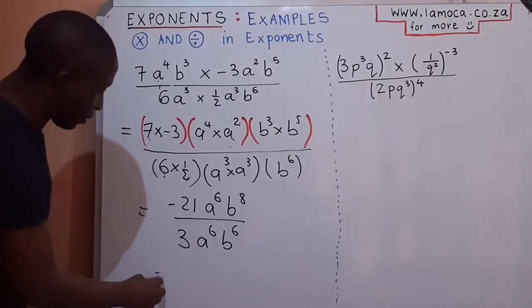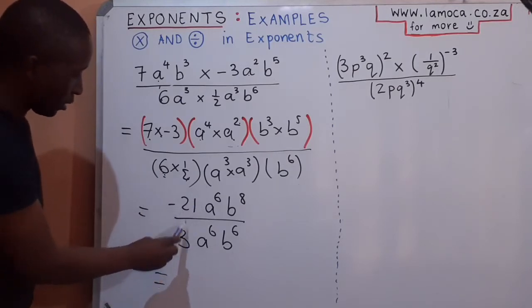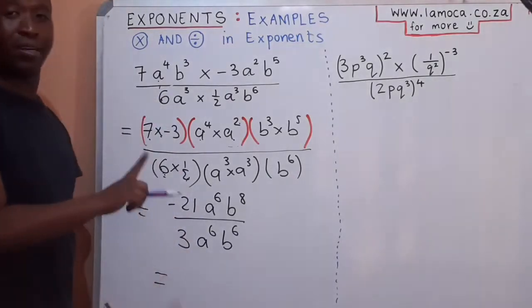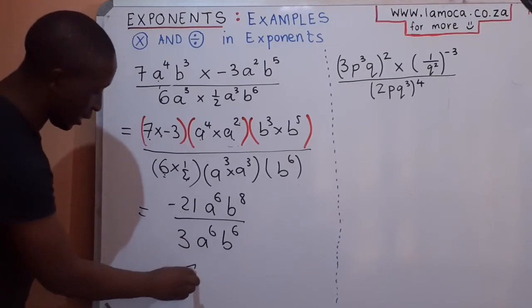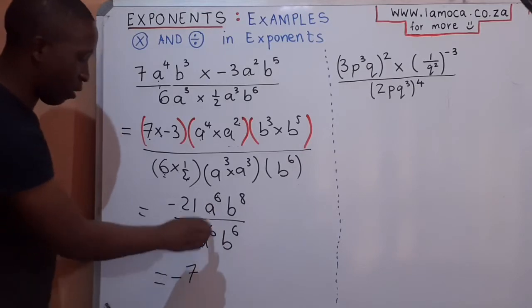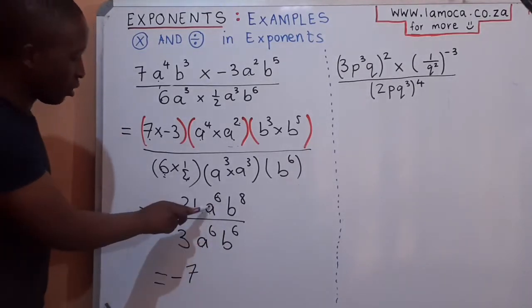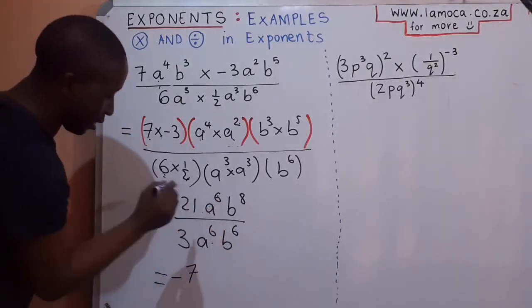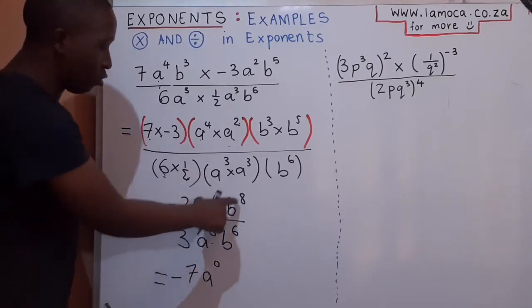Now, once I'm done with that, I'm then going to say, okay, let's find what we can do with this. You'll notice that your 21 divided by 3 can be divided. You're dividing corresponding characters, the same ones that match. So this is a number, this is a number. When you divide them, you're going to get exactly negative 7. And then when you do a to the power of 6 divided by a to the power of 6, according to our laws of exponents, when you're dividing same bases, you subtract the exponent. So I'm going to do 6 minus 6, which is going to give me a to the power of 0. And then for the b's, I've got b to the 8 and b to the 6.